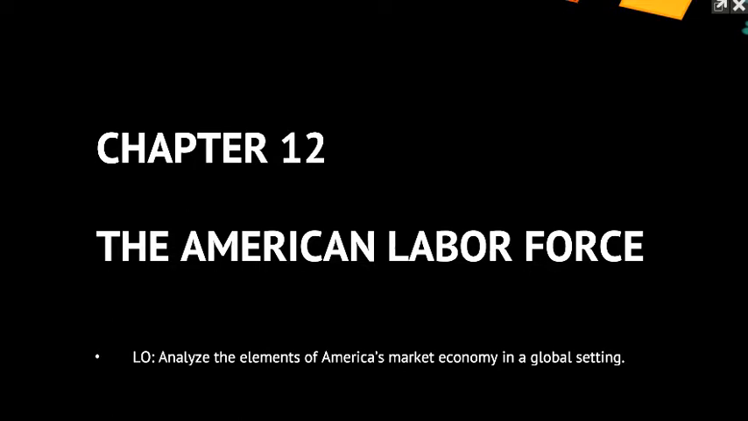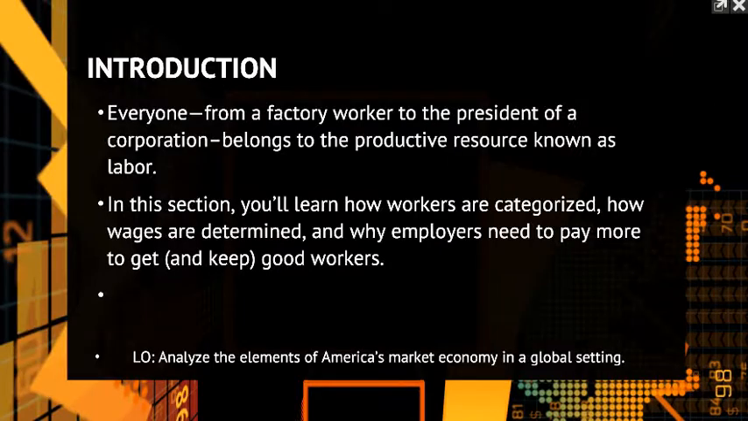Chapter 12, the American Labor Force. Everyone from a factory worker to the president of a corporation belongs to the productive resource known as labor. In this section, you'll learn how workers are categorized, how wages are determined, and why employers need to pay more to get and keep good workers.